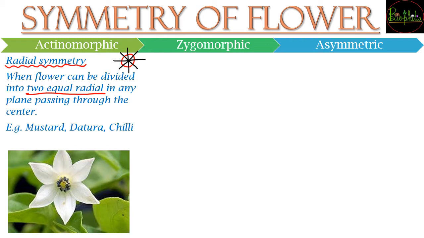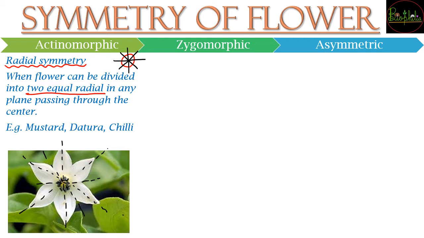So even if here you can see the case of radial symmetry in the case of mustard, datura, chili, तो उस केस में भी you can find the flowers to have your radial symmetry. That would give you the flower type that is actinomorphic.